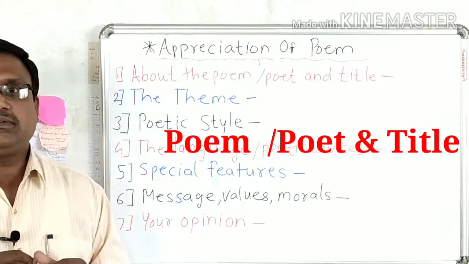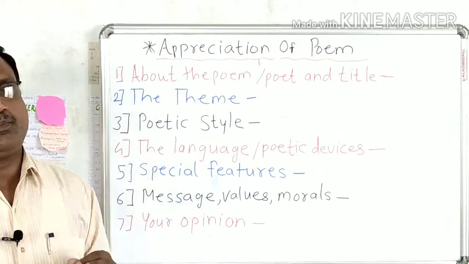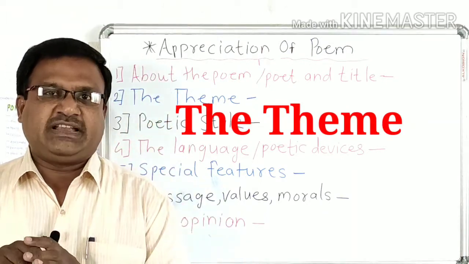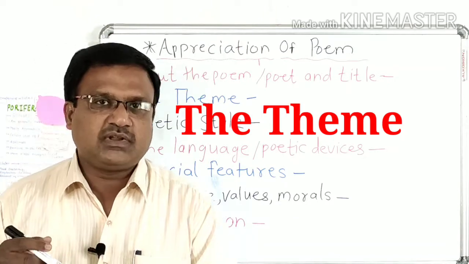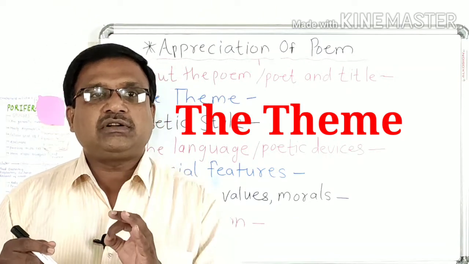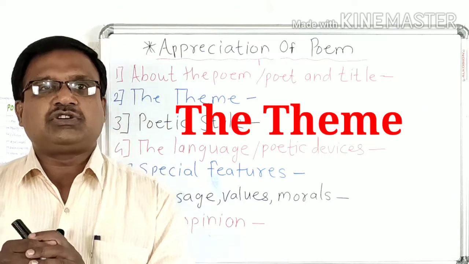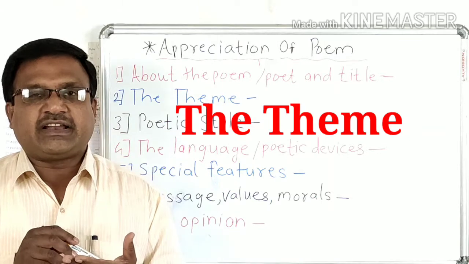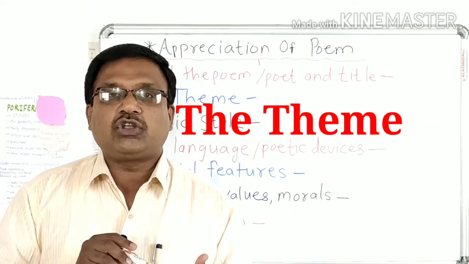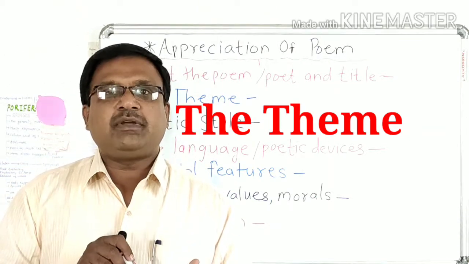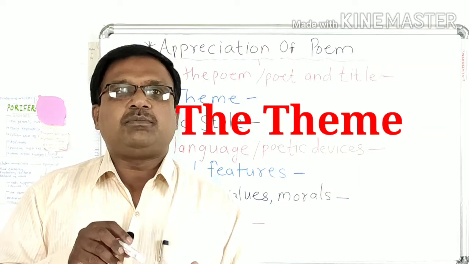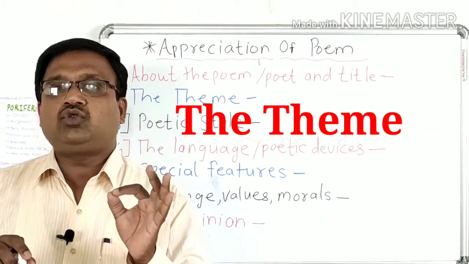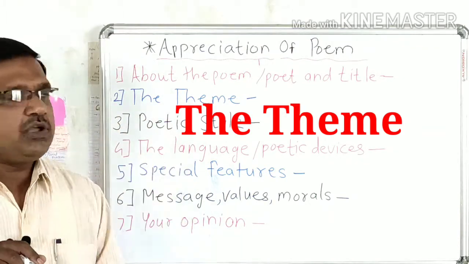Now the second topic, that is the theme. We all know that a poem has various types of theme. Now, which types of theme did the poet use? That means the poet is related to human beings, related to nature, related to human beings' emotions. It may be love, it may be sorrow, it may be pleasure, etc. That theme we have to choose, and we have to write about the theme of that poem.